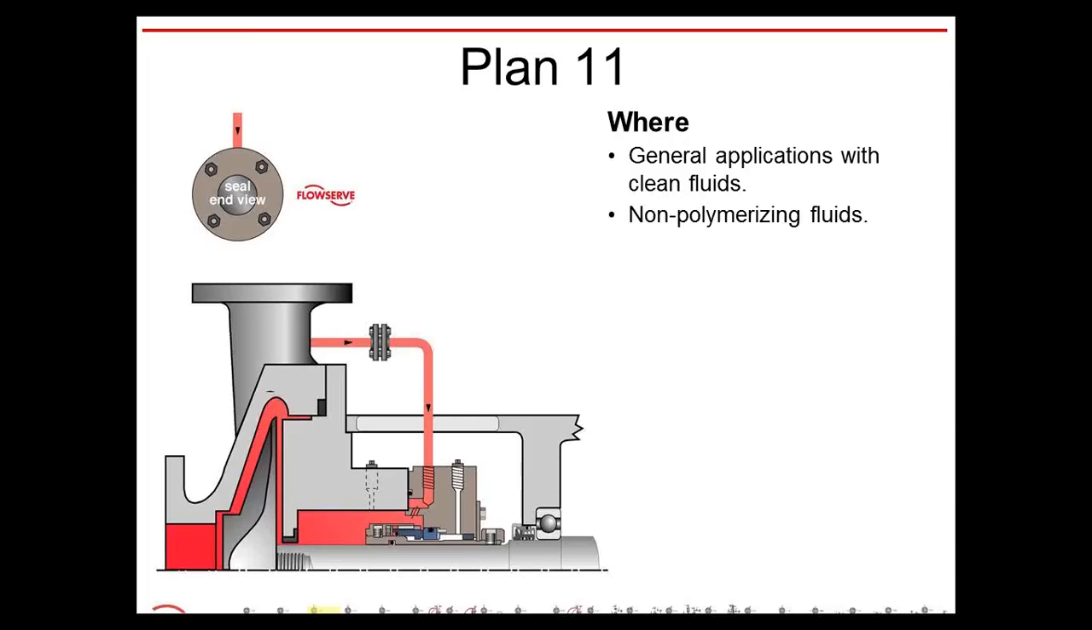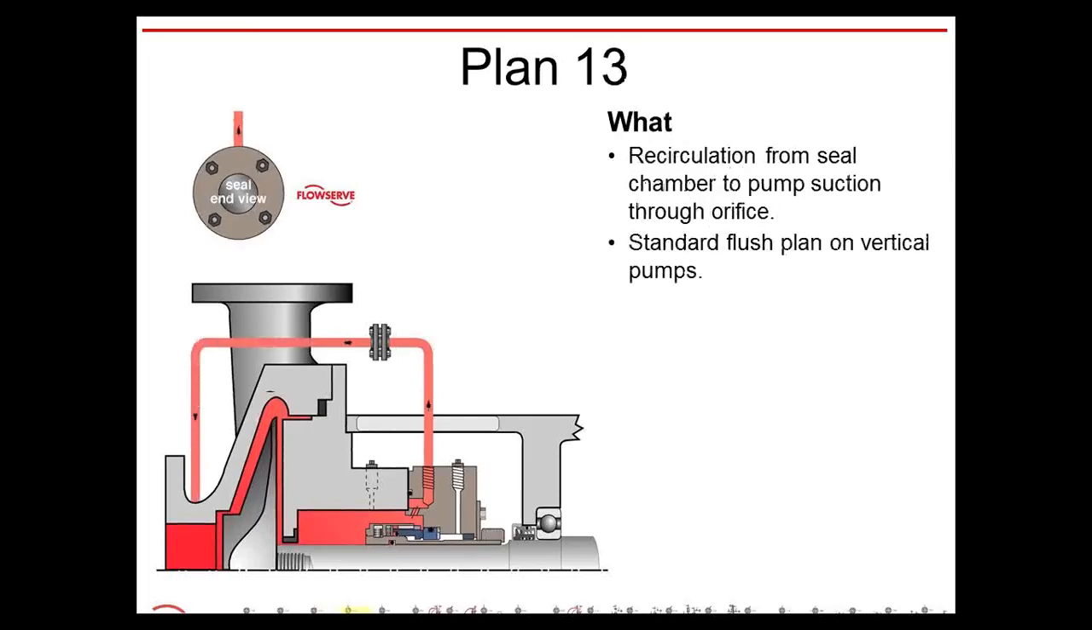You want to have a clean fluid. One of the key factors is that if you're running a dirty or abrasive fluid into a plan 11, as you could see from the diagram, you'd be spraying or sandblasting a stream of fluid right at the seal, and eventually it'll just fail. And of course, you want to use non-polymerizing fluids. Polymerizing fluids have a tendency to bond to everything. They're great for bearings, not so great for mechanical seals.